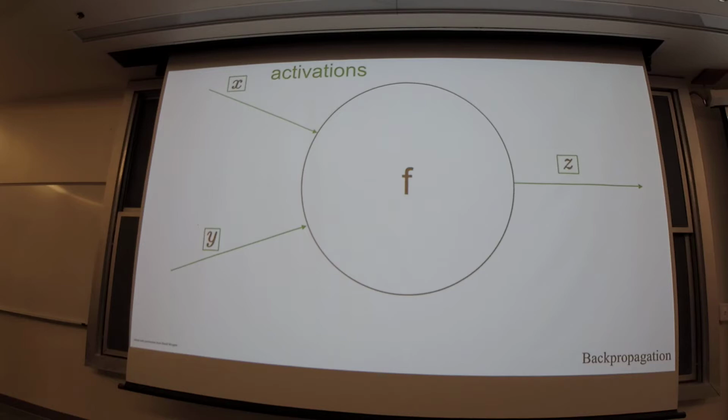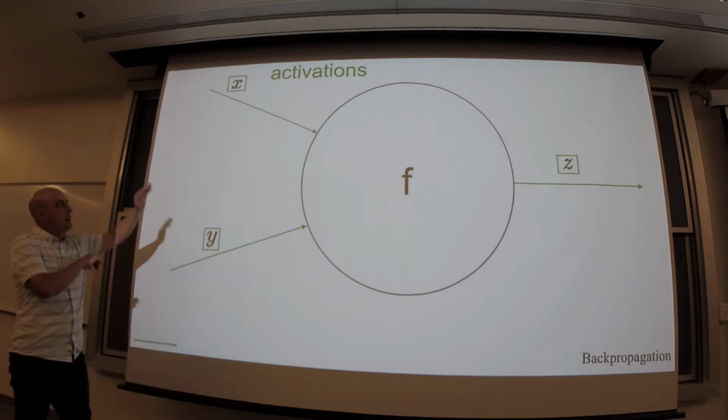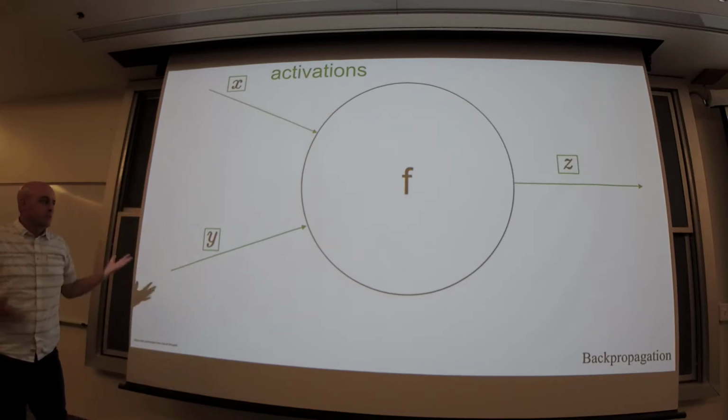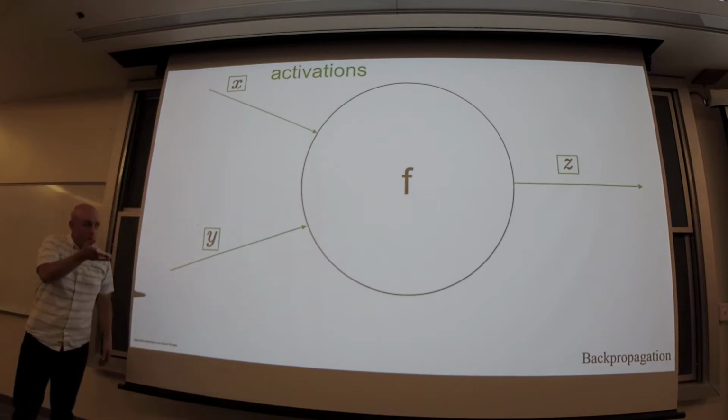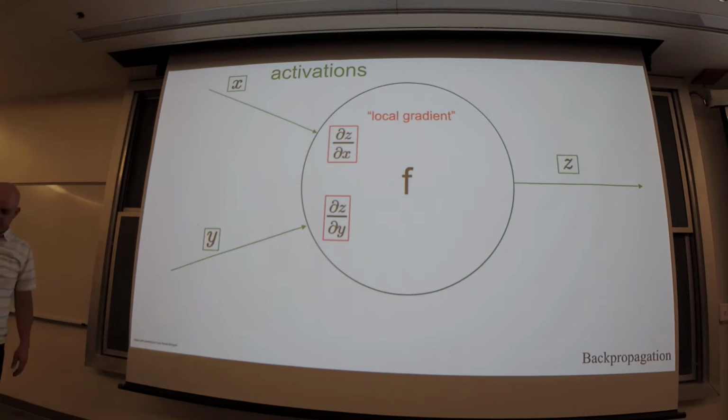So remember, we started talking about computation graphs. This is just one node in a computation graph. In this very simple setup, we've got 2 inputs to some computation f and 1 output from there. So x and y are inputs, and z is the output at this node. And the way that propagation works is, again, let me just point this out right here.